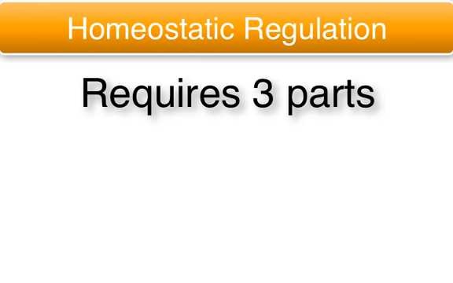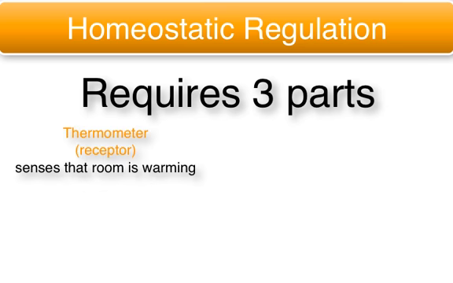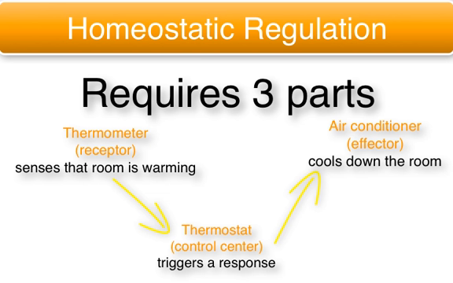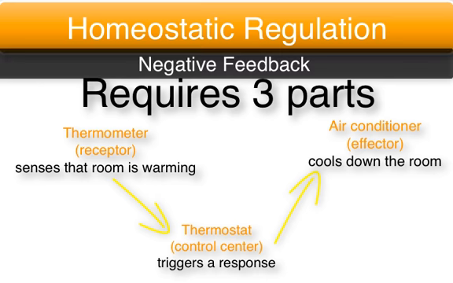On a hot day when the temperature inside a room might begin to rise above the set range, a thermometer, which is the receptor, senses the increasing temperature. The thermometer alerts the thermostat, which is the control center, that will then trigger a response from an effector, the air conditioner. When the temperature rises above the set range, the thermostat turns on the air conditioner and the temperature returns to normal. This type of response is called a negative feedback response, in which the response is exactly opposite that of the original change or stimulus. When the temperature began to rise, the response was to lower the temperature.